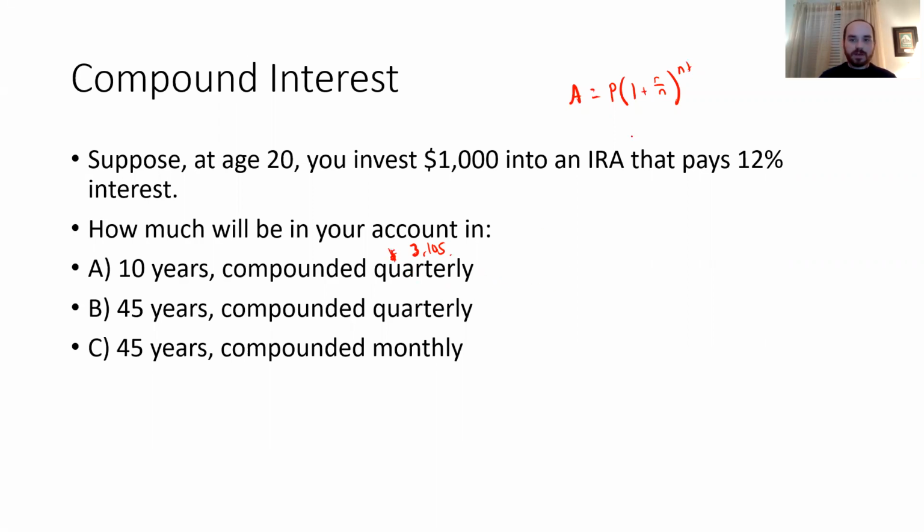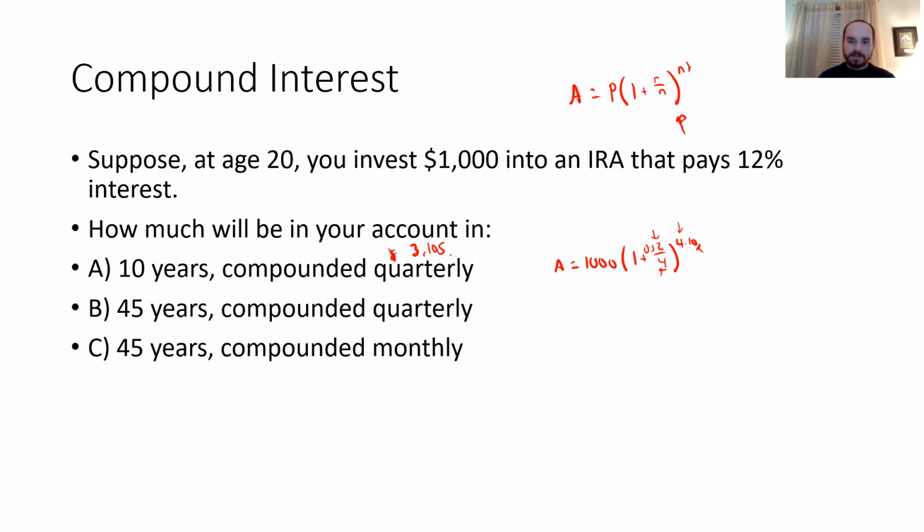So if we do this one, we're going to plug in 4 for n. We're going to use all the same numbers like we did before. So in this case, A equals 1,000 times 1 plus R, which is 0.12, over 4, times 4 times 10. So we plugged in n, and this was R, this was T. Right? We just used this formula up here.